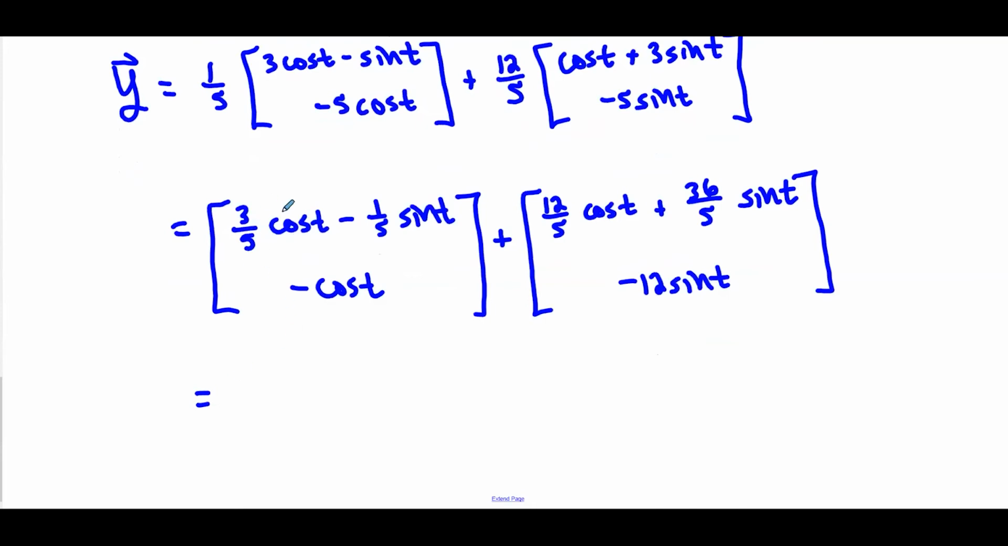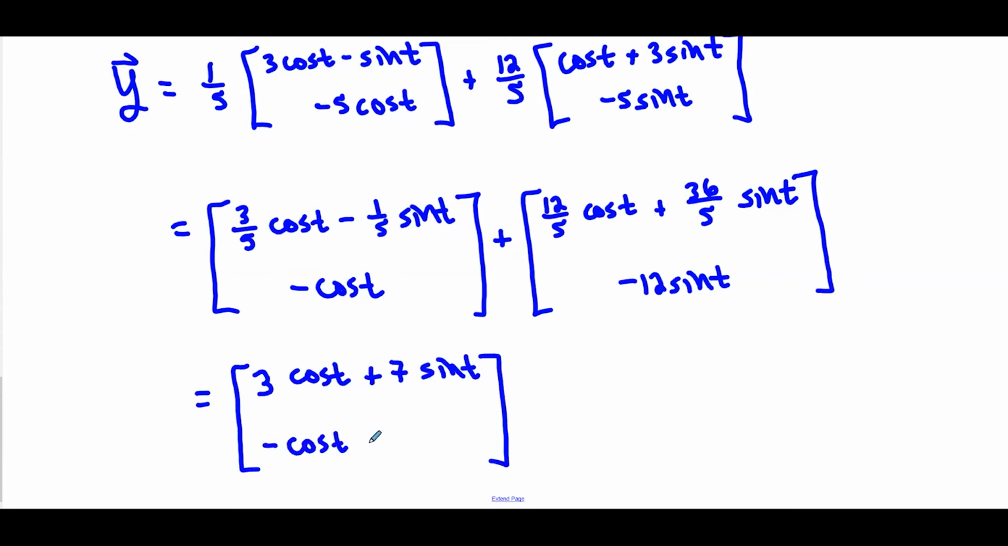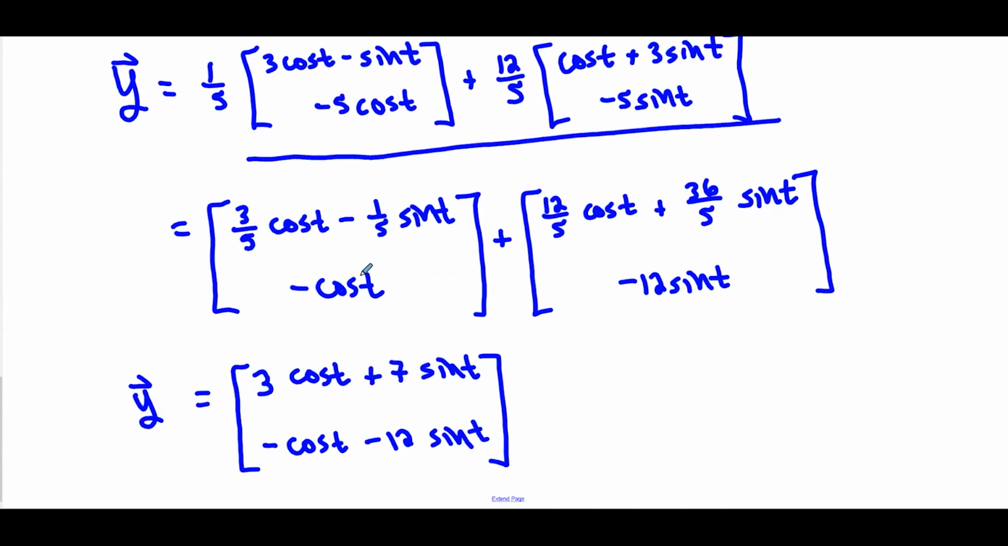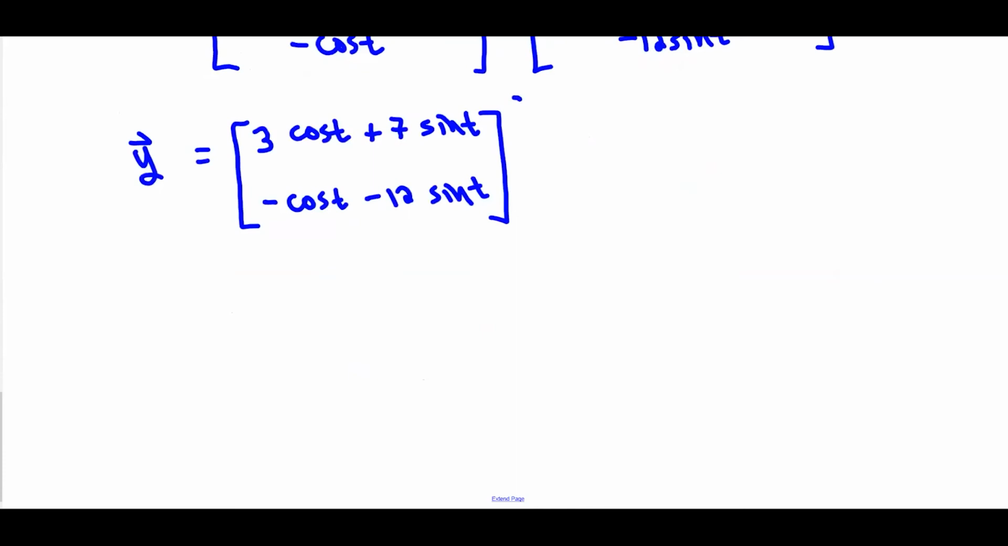So now we can add these together. 3/5 plus 12/5, that's 15/5, which is going to leave me with 3 cosine t. And I've got 36/5 minus 1/5, that's 35/5, that's going to be plus 7 sine t. And then the second component, negative cosine t minus 12 sine t. So that is a much simpler solution than this one. So that's probably preferred here.